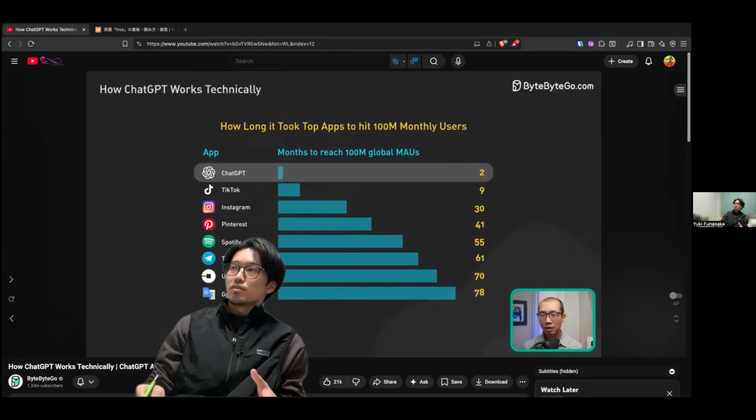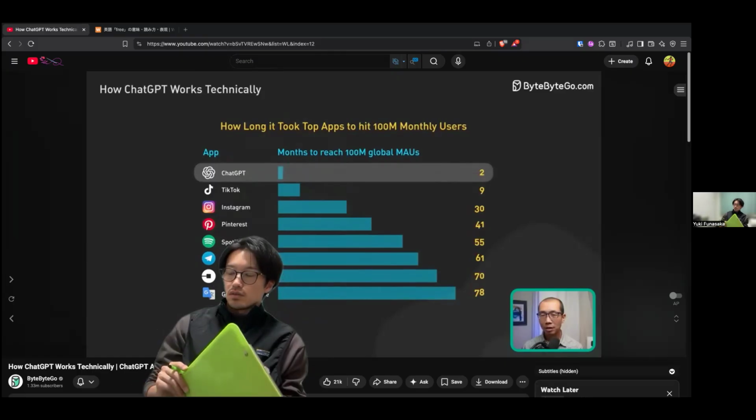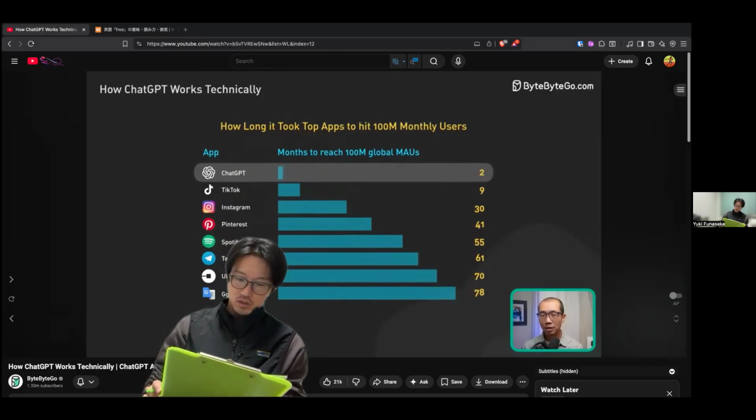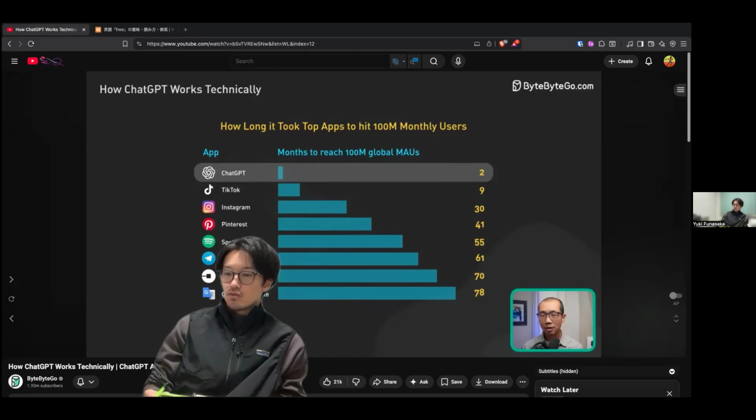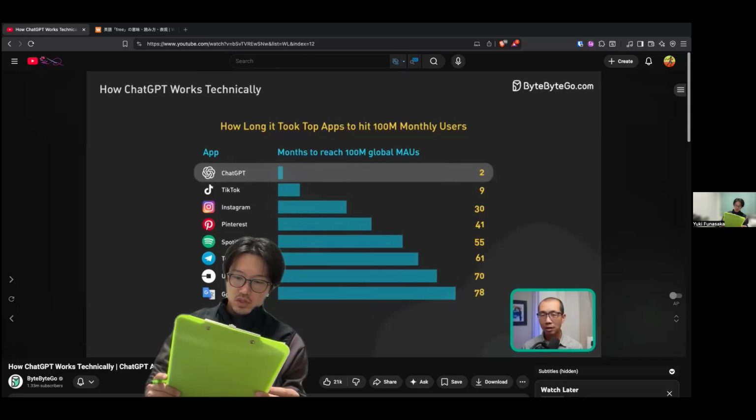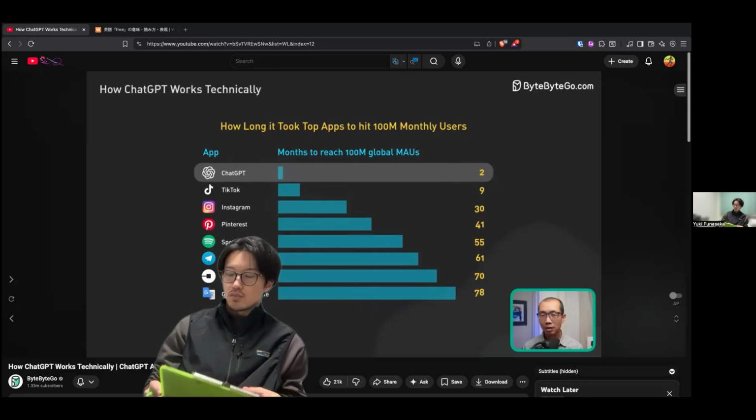In the case of Instagram, it took 2.5 years to reach the same milestone. ChatGPT reached 100 million in just 2 months. Wow, it's very, very quick.